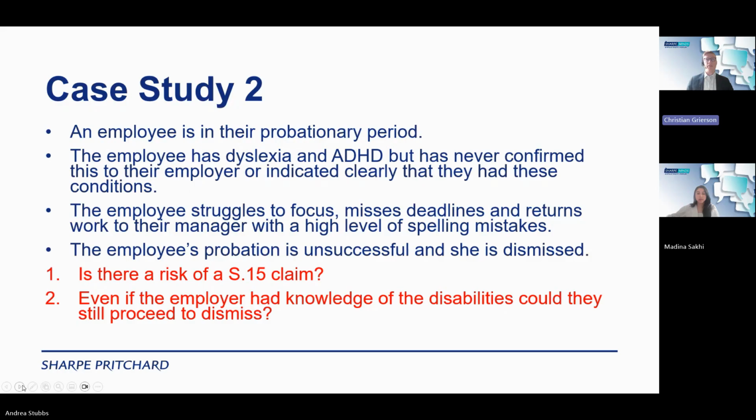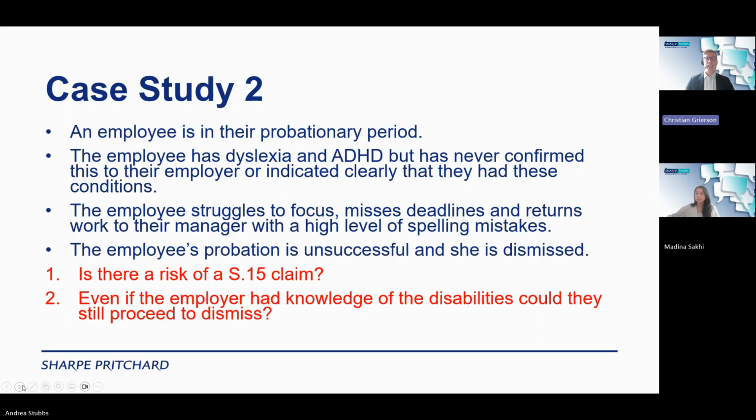So in this case study, the employee is in their probationary period, so assume the first 6 months of employment. The employee has dyslexia and ADHD, but has never confirmed this to their employer or indicated clearly that they had these conditions. The employee struggles to focus, misses deadlines, and returns work to their manager with a high level of spelling mistakes. The employee's probation is unsuccessful and she is dismissed. So first question, is there a risk of a Section 15 claim?